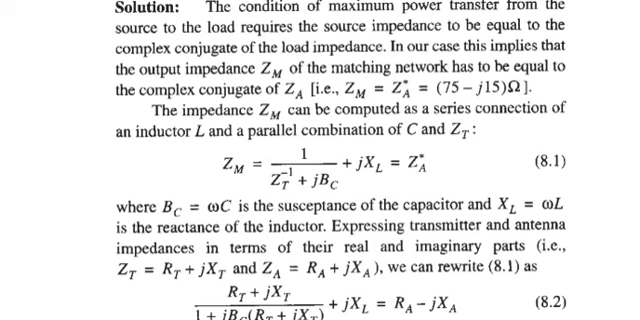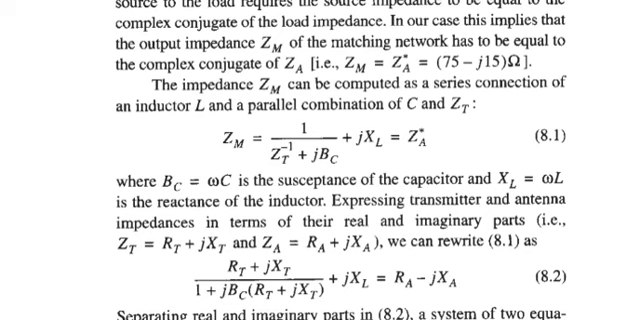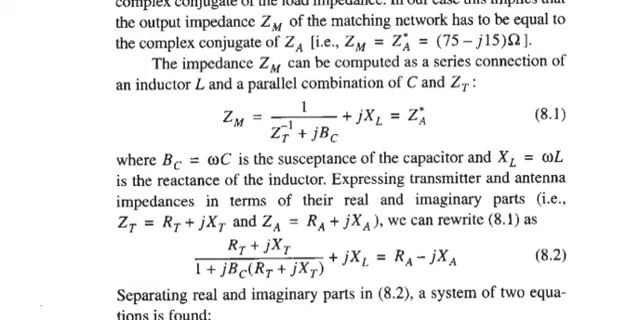Step one is that the transmitter impedance ZT is combined with the shunt capacitor. The resulting impedance is then combined with the series inductor. Finally, we obtain the impedance ZM, which should be equal to ZA star, or I can also define it as ZM equal to the conjugated version of the load, which is 75 minus j into 15 ohm.